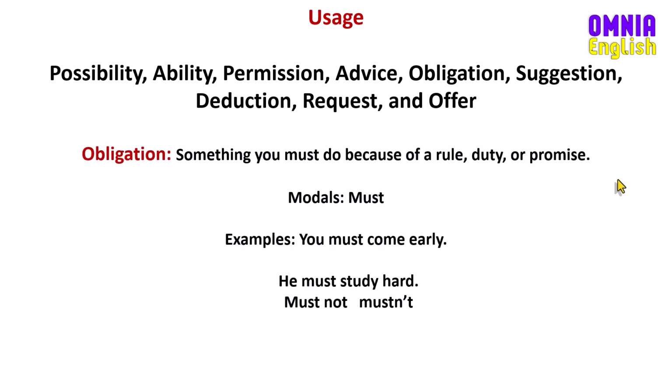Number 5, obligation. What's the meaning of obligation here? Obligation means something you must do because of a rule, a duty, or a promise. Here we can use just must, because it is obligatory. For example, you must come early. If I go to my job or my school, I must come early. He must study hard. If you have an exam, you must study hard. You don't have any choice. And the negative is must not, which is pronounced mustn't.